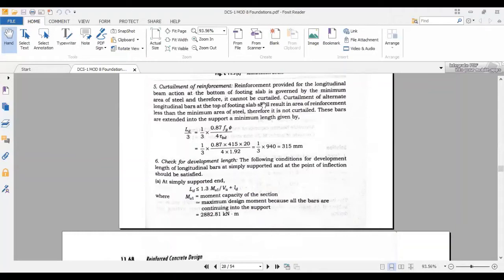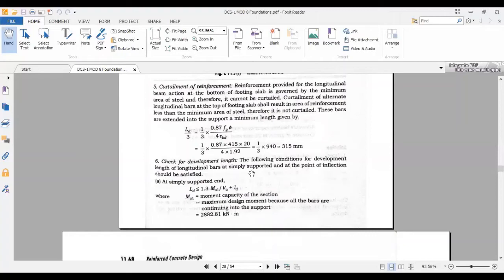Curtailment of alternate longitudinal bars at the top of footing slab shall result in area of reinforcement less than minimum area of steel. Therefore, it is not curtailed. These bars are extended into the support and a minimum length is given by this formula, LD by 3. So, for 1 meter, it will be 1 by 3 multiplied by 0.87 Fy, pi upon tau BD. So, this expression becomes in this form. And we get the value as 315 mm.